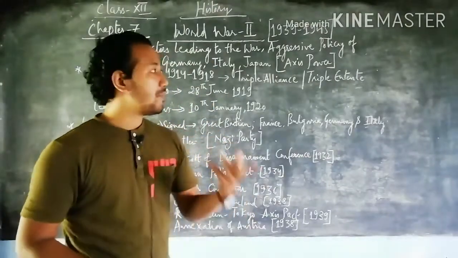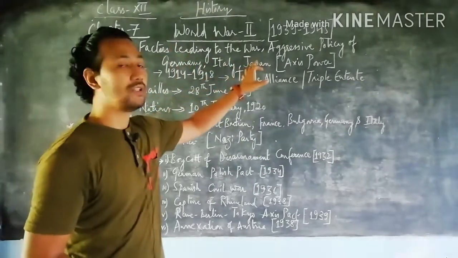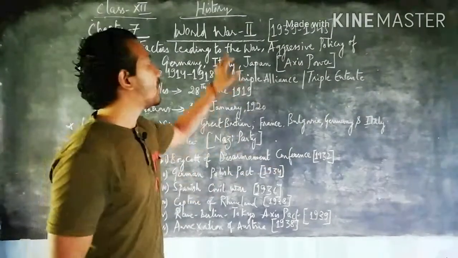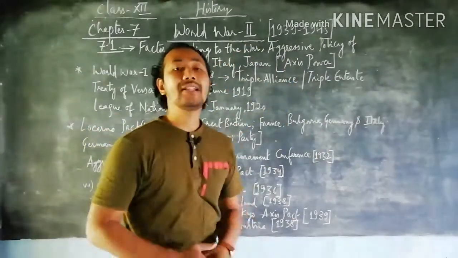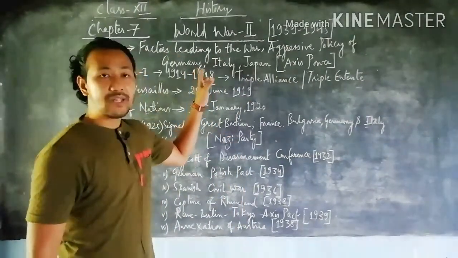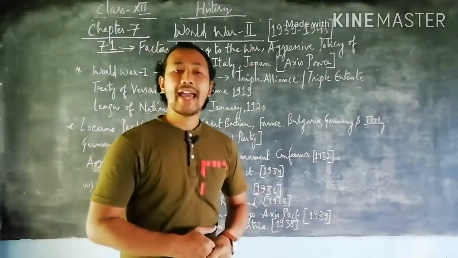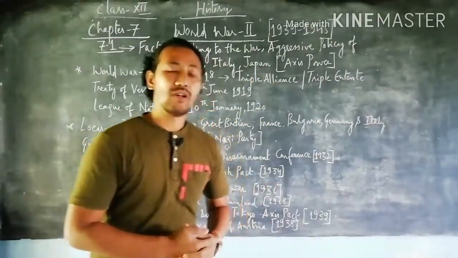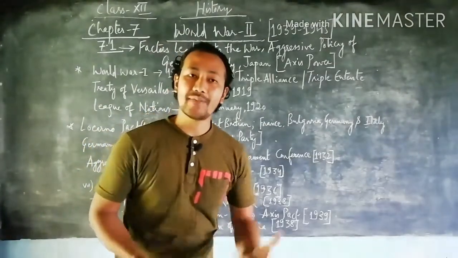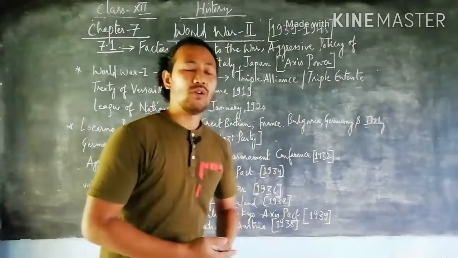But in today's main topic we will focus on 7.1, the factors leading to the war. That means what were the main factors or causes that ultimately led to the rise of the Second World War, and what were the aggressive policies of the three nations: first Germany, second Italy and third Japan. They are known as the Axis powers during the Second World War. In today's class we will focus only on Germany, and the aggressive policies taken by Germany in order to have a war, the Second World War.